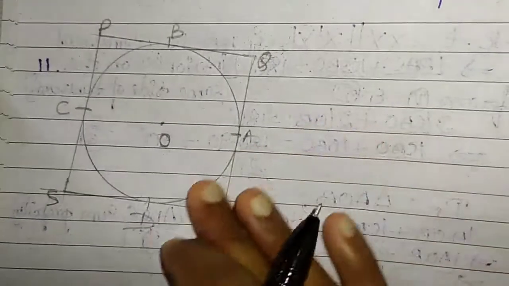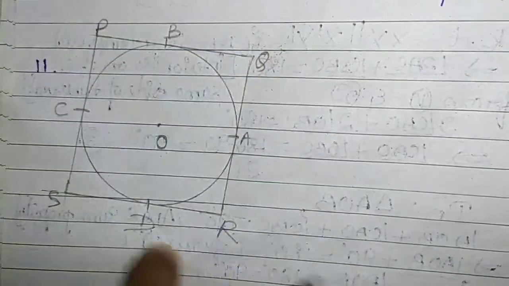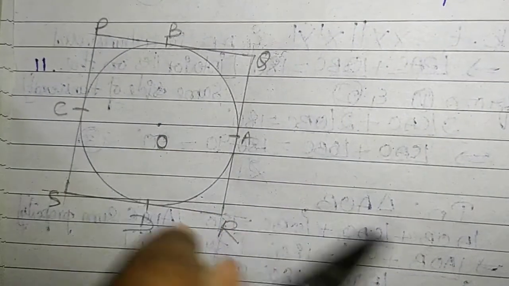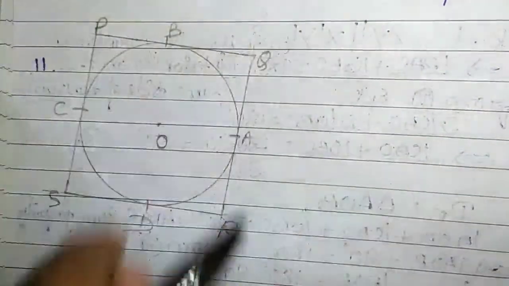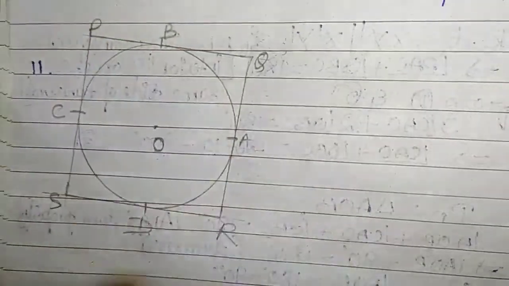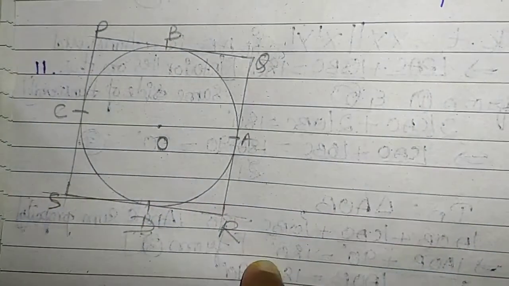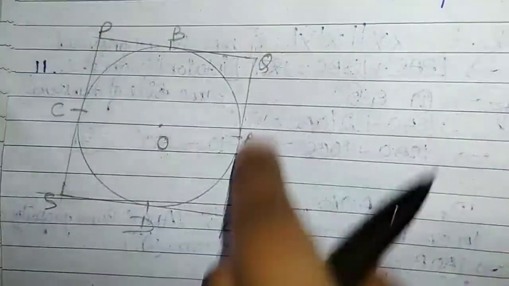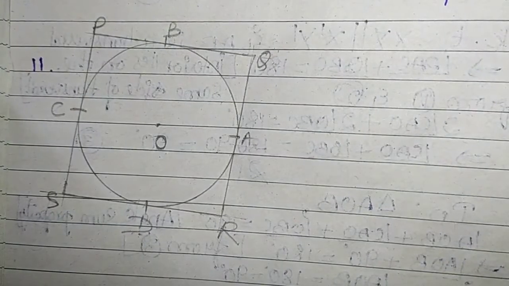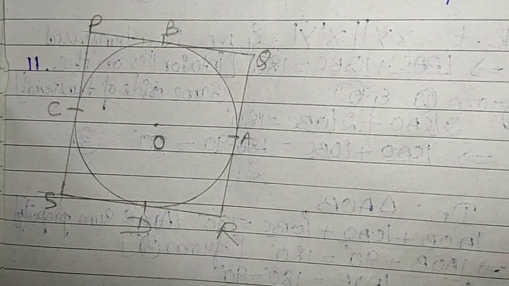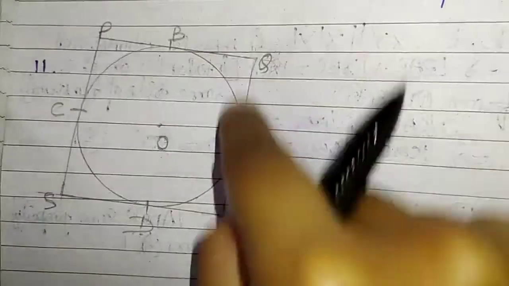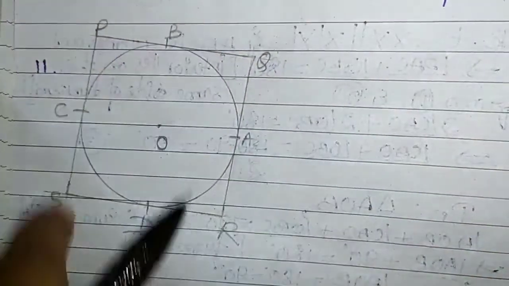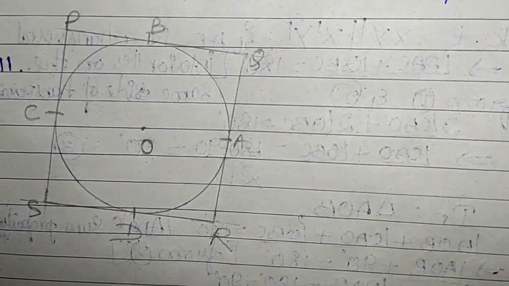So here we know that PQRS is a parallelogram which is circumscribing the circle with center O. A, B, C, D are the points of contact. Since it is a parallelogram, we already know that PQ is parallel to SR and PQ is equal to SR because they are opposite sides. Same thing goes for PS and QR: PS is equal to QR. To prove that it is a rhombus, we need to prove that the adjacent sides, that is SR is equal to QR and PQ is equal to PS. Once we prove that all the sides are equal, then it is a rhombus. That is what we have to do here.